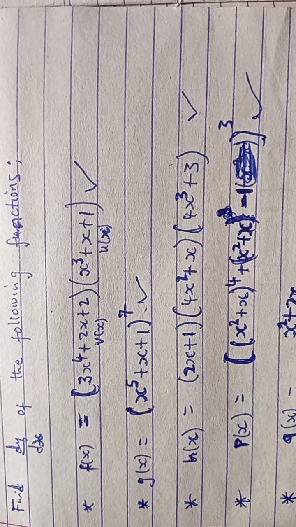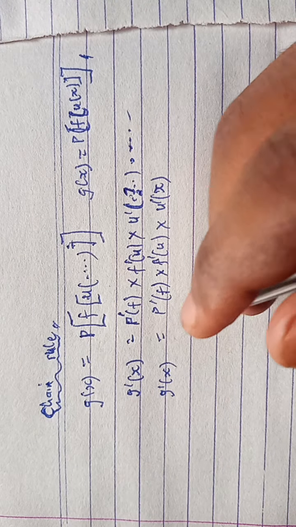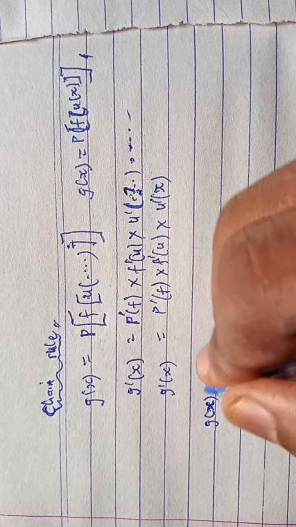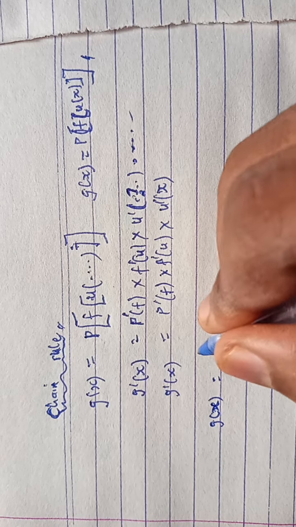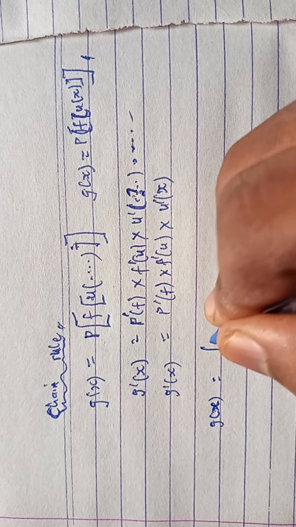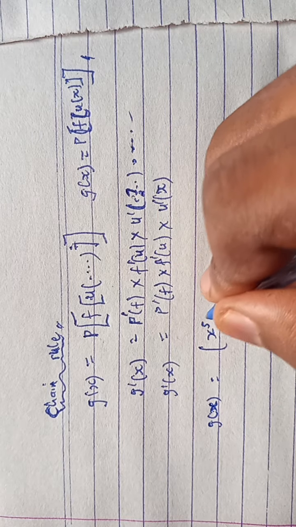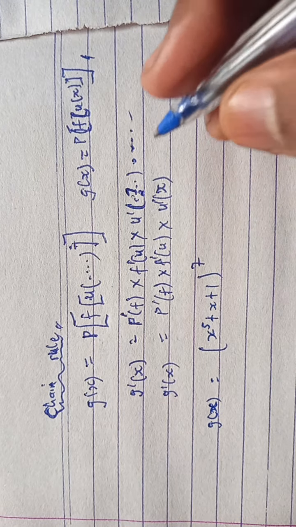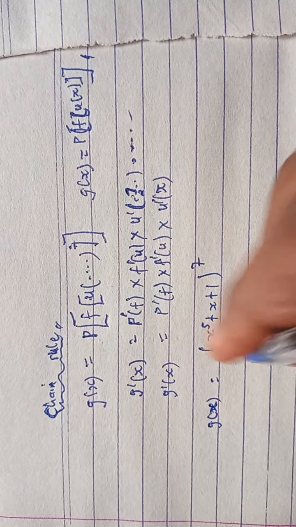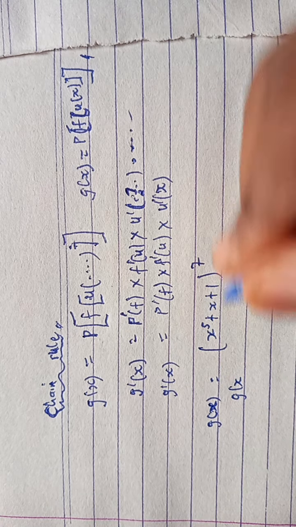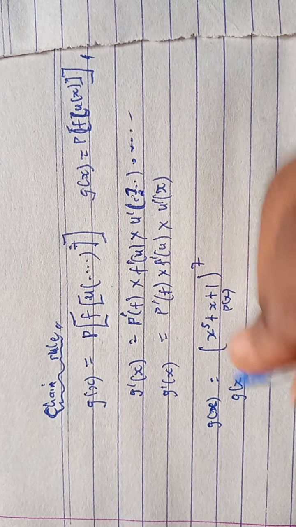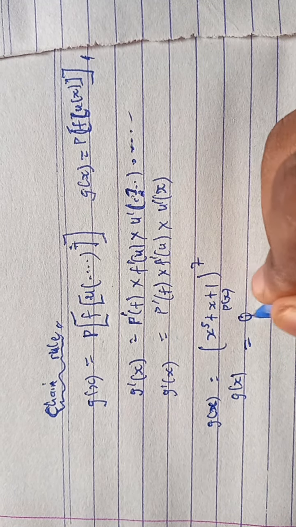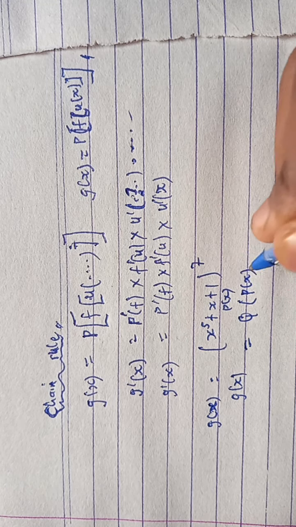So in solving that one, what will we get, guys? We have g of x equal to, in brackets, x power 5 plus x plus 1, all bracket close power 7. So this can be rewritten as g of x. Let's say this is p of x. So this can be rewritten as g of x equals, let's say, q of p of x. Have you seen that, guys?